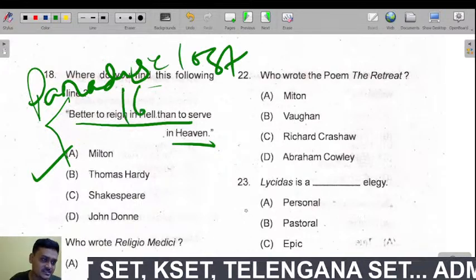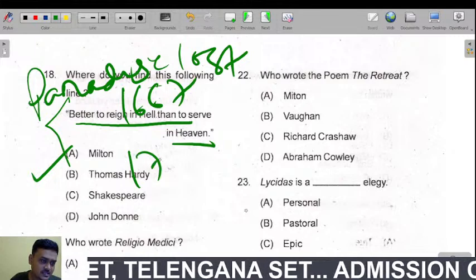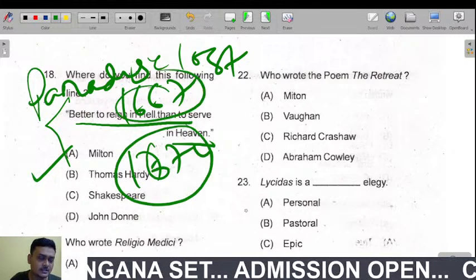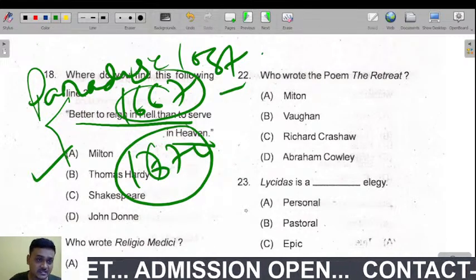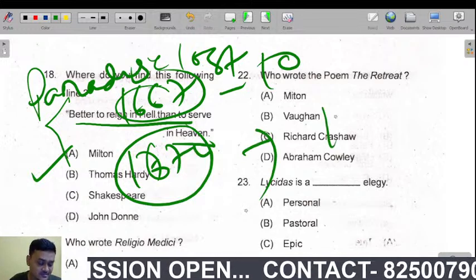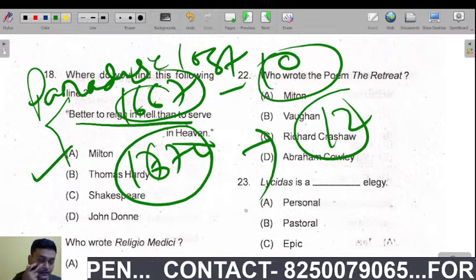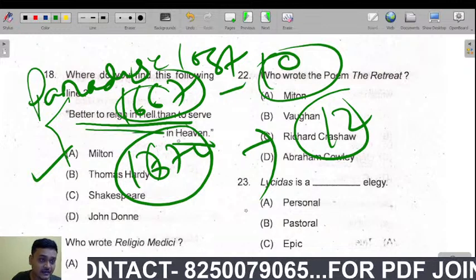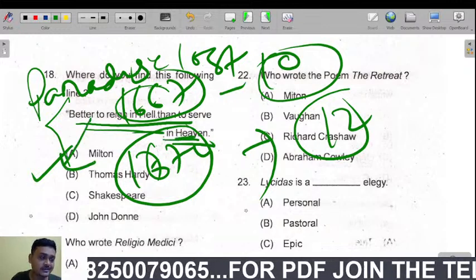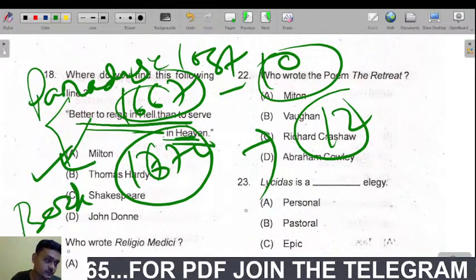Question 18. Where do we find the following lines? Better to reign in hell than to serve in heaven. Milton's Paradise Lost. The first version was published in 1667, then 1674 is the second version. The first version had 10 books, and the 1674 version has a total of 12 books. These lines appear in book 2.